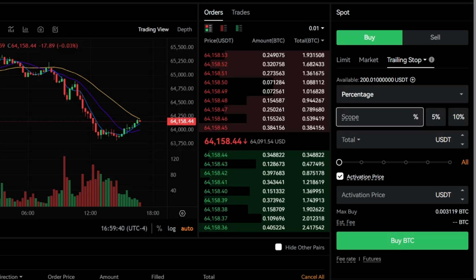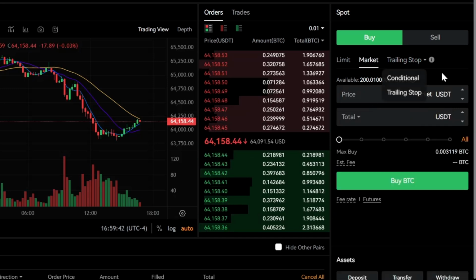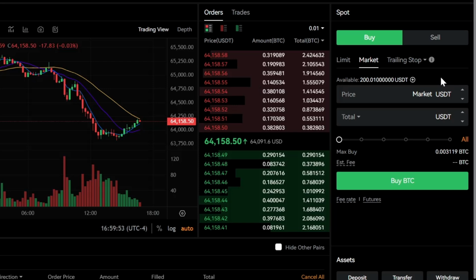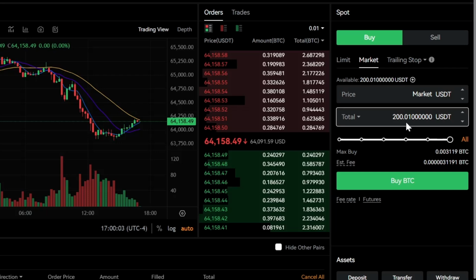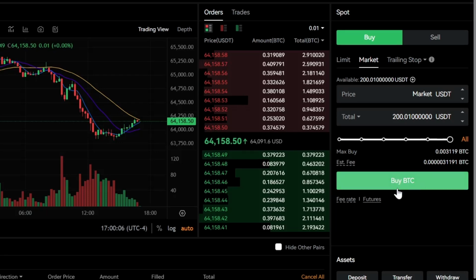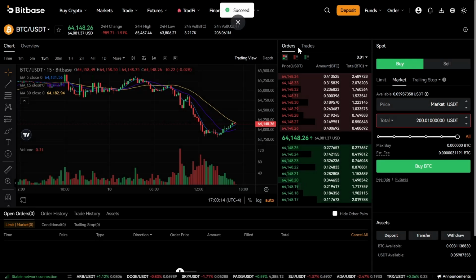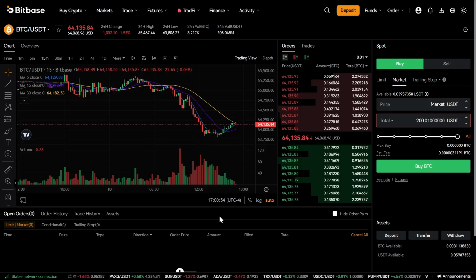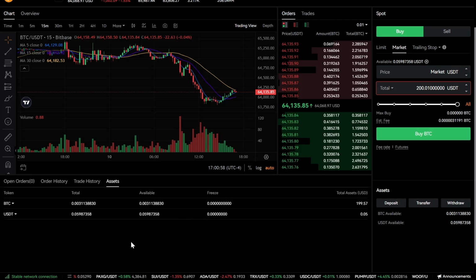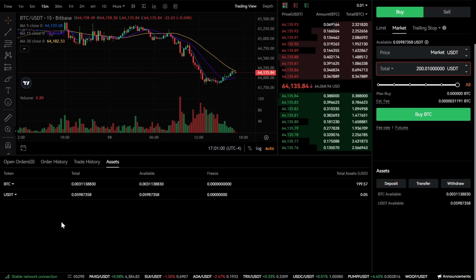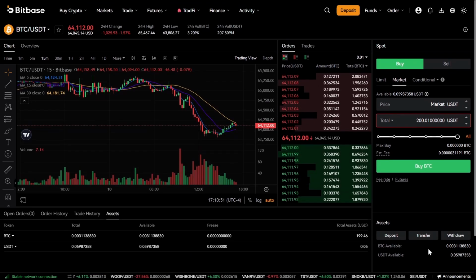For this tutorial, we are going to place a market buy on Bitcoin. We're going to do this so the purchase executes right away. So we're going to use our full balance, which is 200 USDT, and we can click Buy BTC. If we like, we can review our details and then confirm. We can see that our purchase was successful. We now own about 200 USDT worth of Bitcoin, and if we head to our assets, we can see our BTC here.